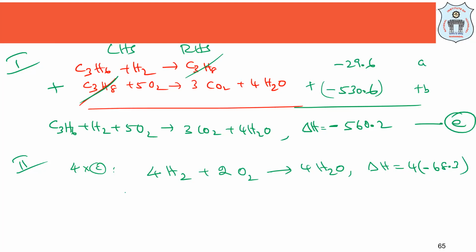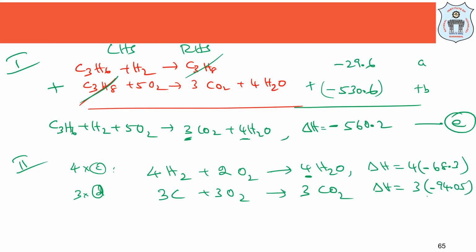Similarly, what is the other equation? Another equation is 3 times D. What is the given equation? Graphite carbon plus oxygen giving CO2. Why am I saying 3 times? Here we are having 3 times CO2, and 4 times water is there. That is the reason we want to form 4 times water here. So 3 times carbon plus 3 times O2 giving 3 times CO2. We have delta H equal to 3 times the value given in the table, minus 94.05.